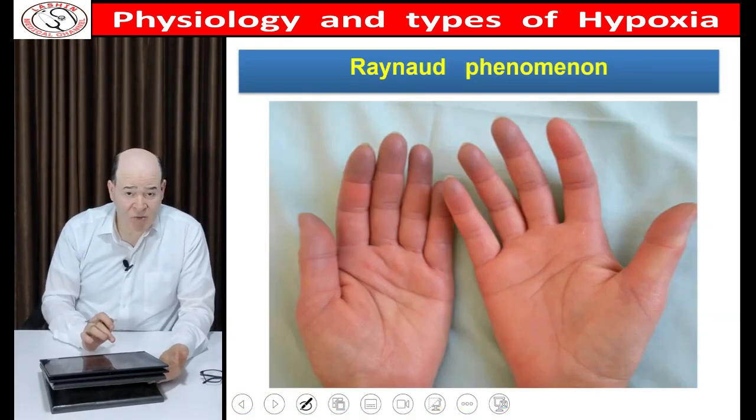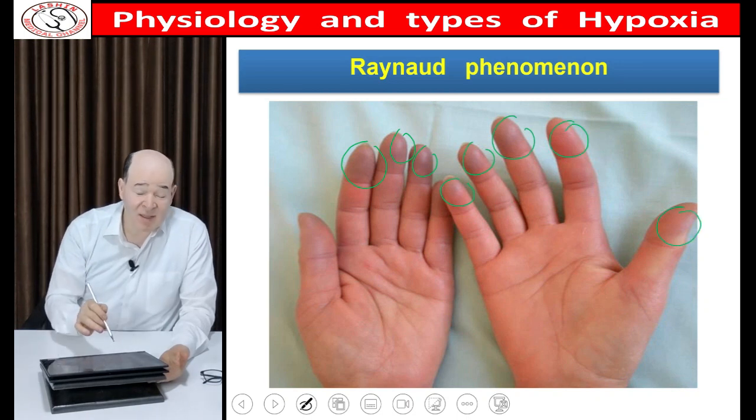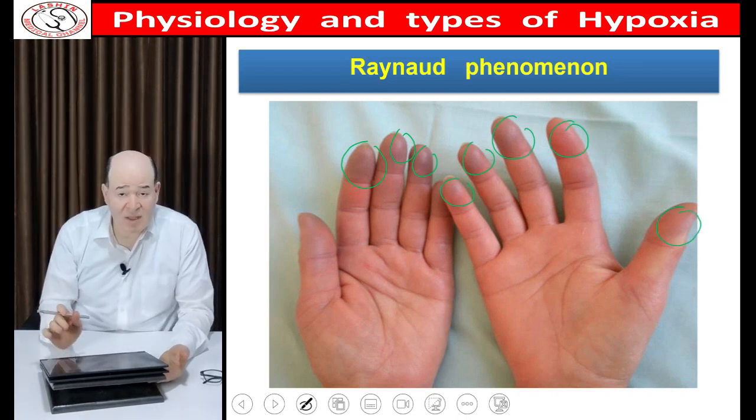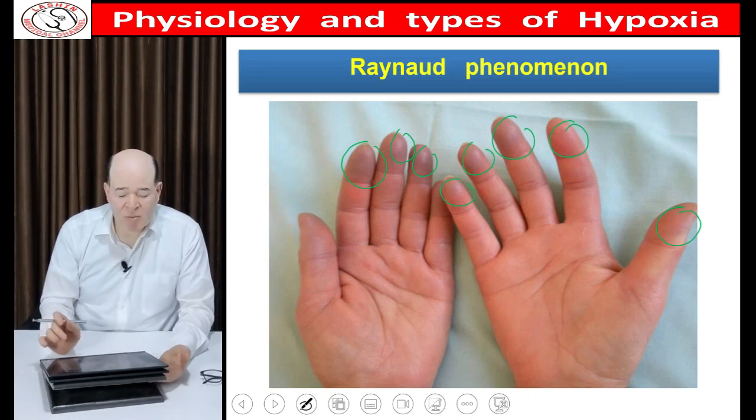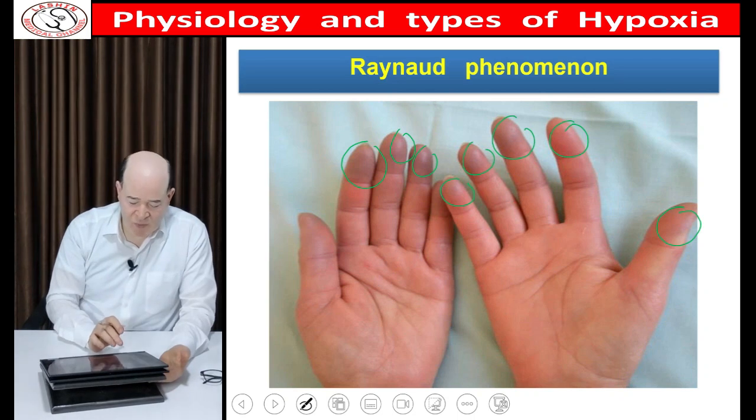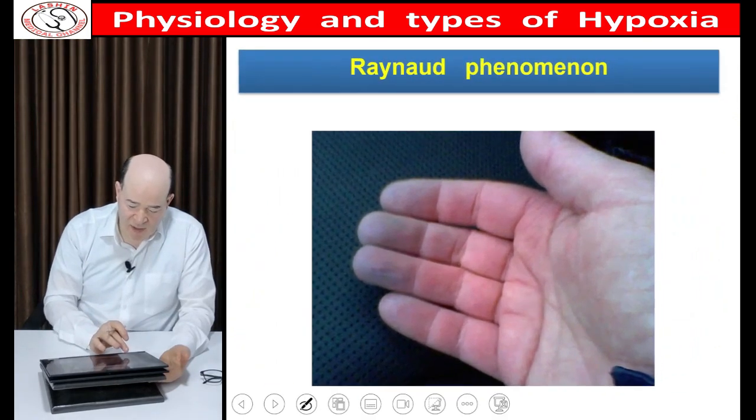This is Raynaud's phenomenon, which is common in some persons, especially in the winter. When the person is exposed to cold weather, there is a stagnation in the circulation in the periphery, so there is a state of stagnant hypoxia, and it is associated, as we see, with peripheral cyanosis. It is also clear in this condition.